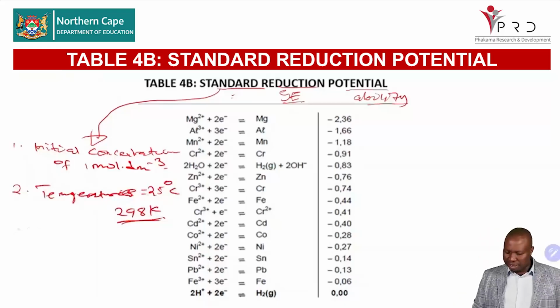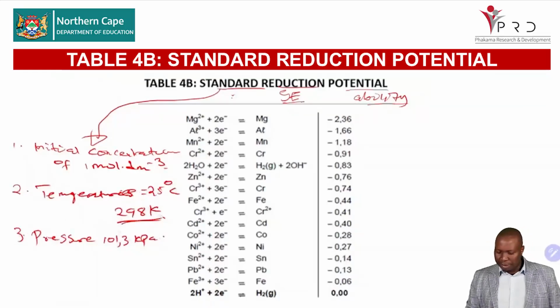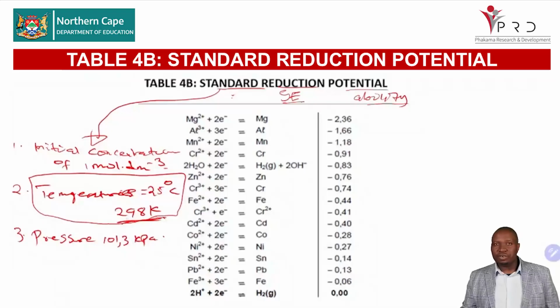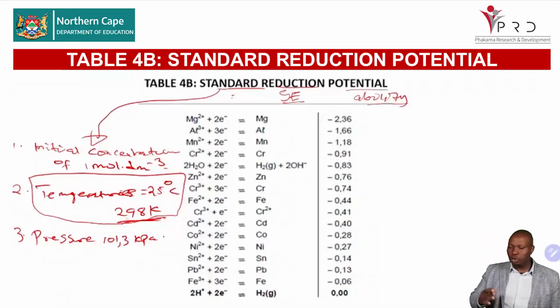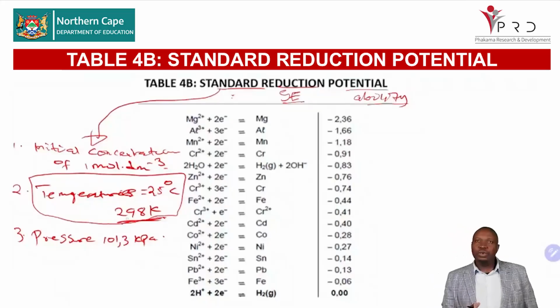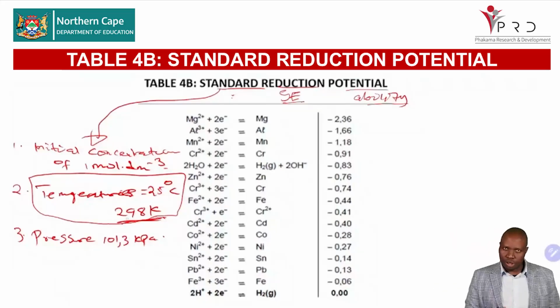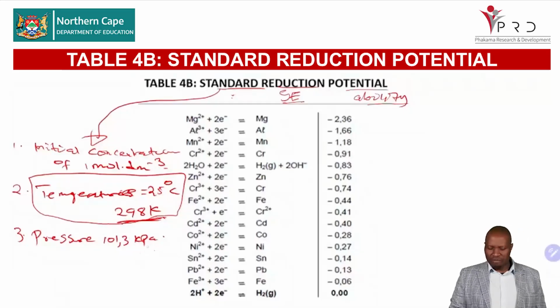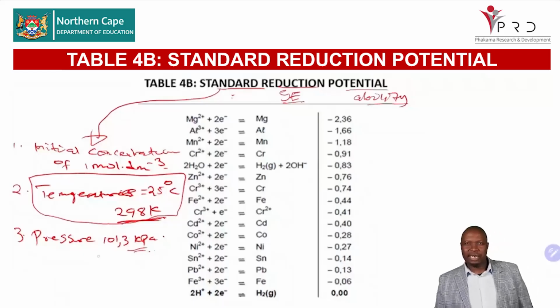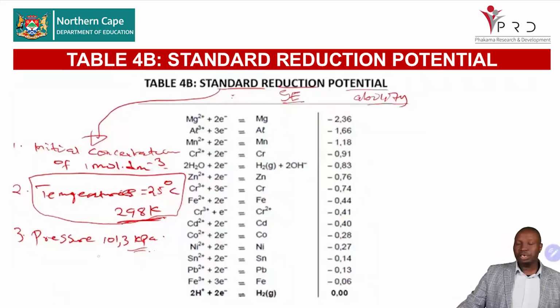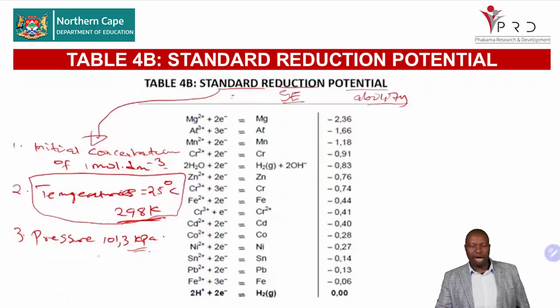Temperature is equal to 25 degrees Celsius and pressure is 101.3 kilopascals. Please, if you go to table 4A on the data sheets there, you will see that temperature is given as 273 kelvins. So you have to add the 25 there to get the 298 kelvins when you talk about standard conditions. It means these values are valid under these conditions. But remember, pressure applies when you have gases. That's why I would always write pressure as number 3, because if you have no gases, no pressure, that will be a factor. The factors will be initial concentration of 1 mole per cubic decimeter and temperature of 25 degrees Celsius.